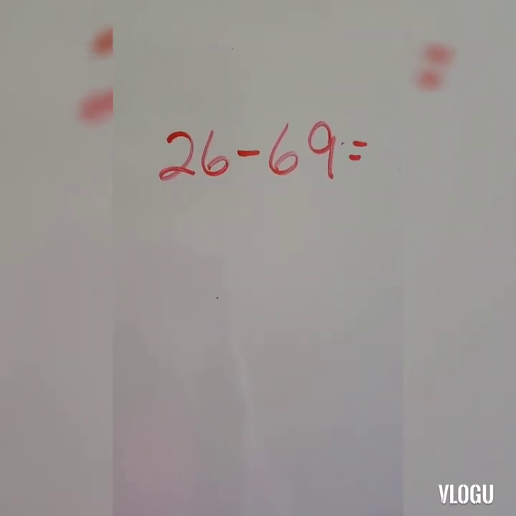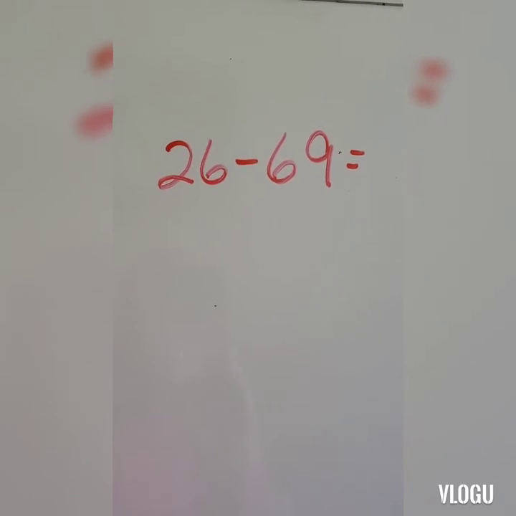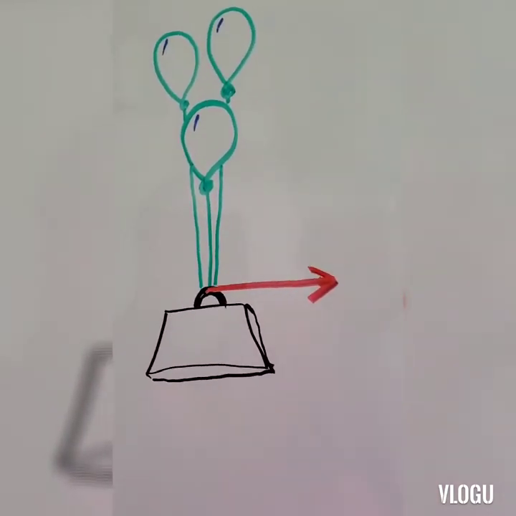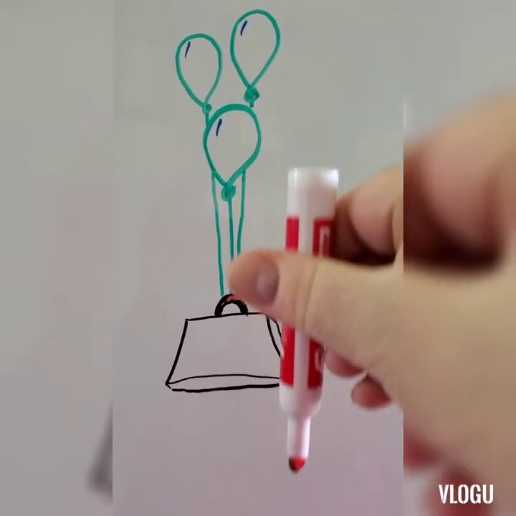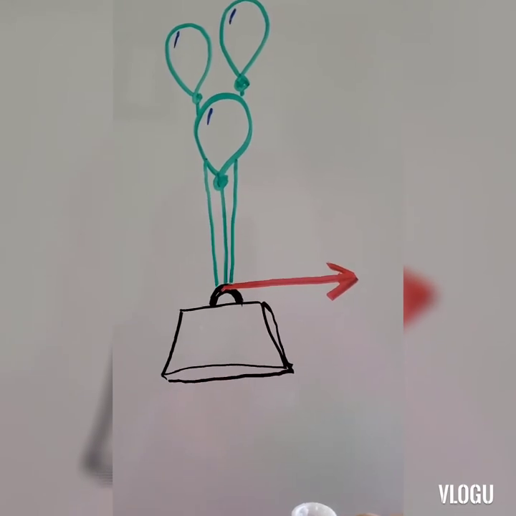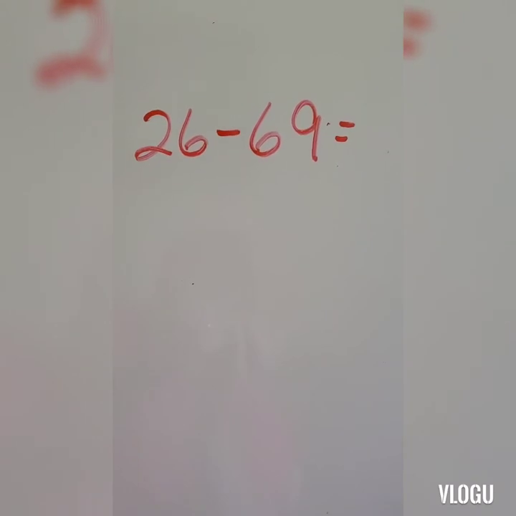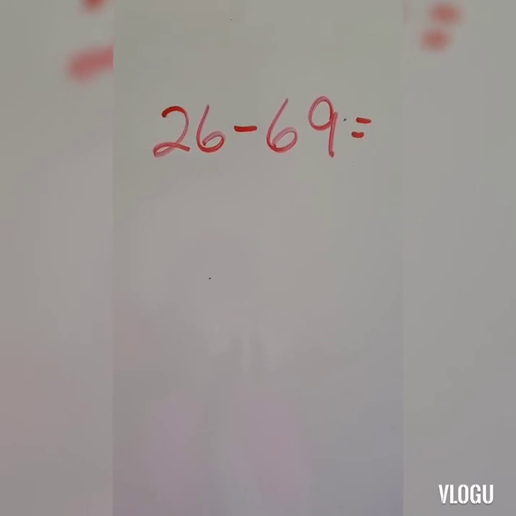A number like this, 26 minus 69. So we're going to start with 26, but we're taking away 69. 69 is a positive, so we're going to remove balloons. If I'm removing balloons, this is going to go down. From 26, it's going to go down the number line. So if I'm at 26 and I'm going to go down 69, am I going to cross 0 into the negatives? Yes, I am.